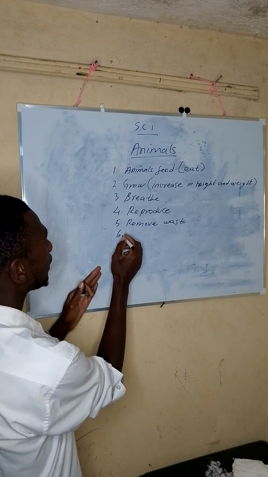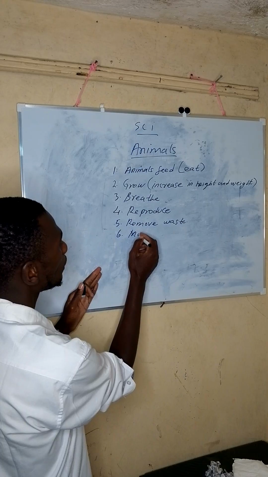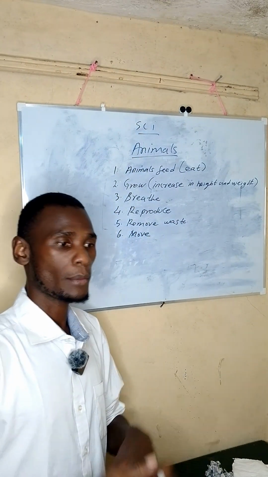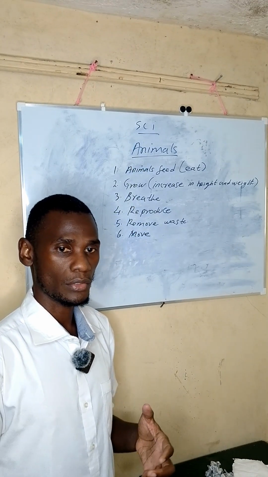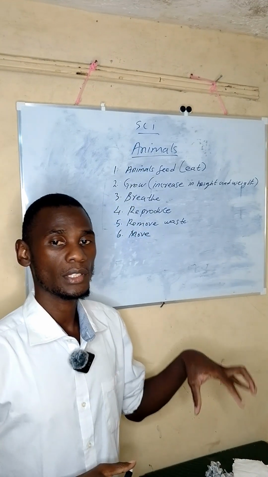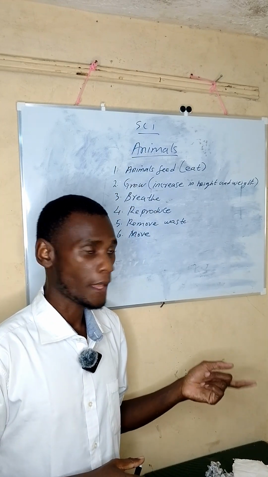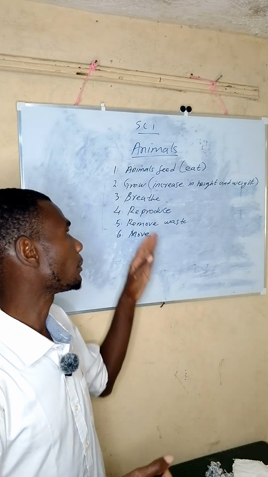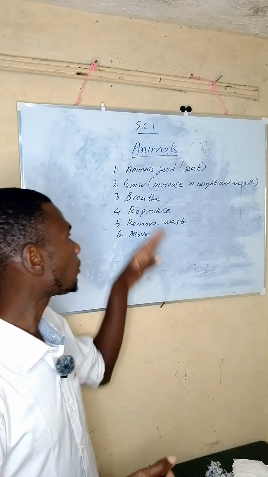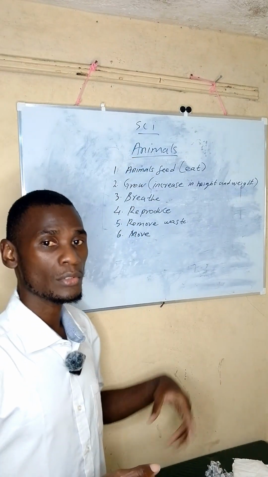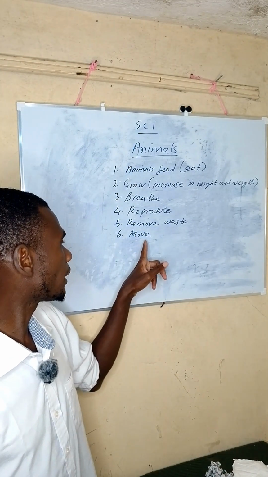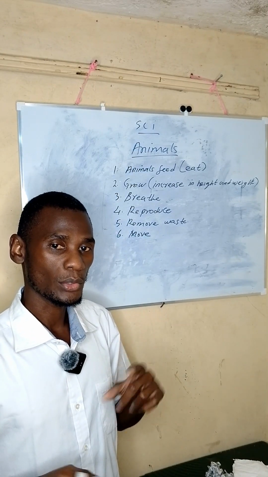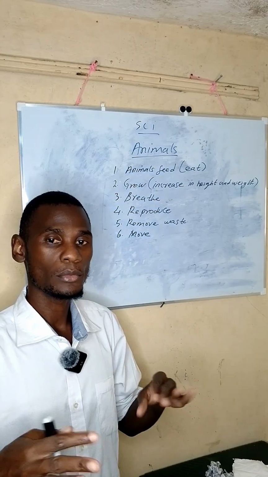Another characteristic of animals is that all animals move. So animals move from one place to another for different reasons. When they were grade 4s, we talked about characteristics of plants. Remember, plants are also living things, just the way animals are living things. So almost all these characteristics are also found in plants. But when it comes to movement, plants move part of their body, not the whole body. But animals move the whole body.